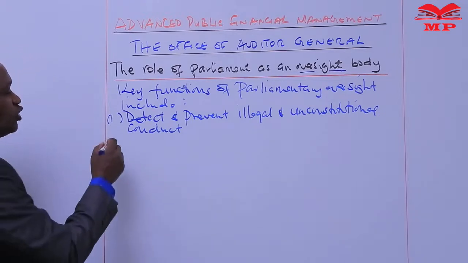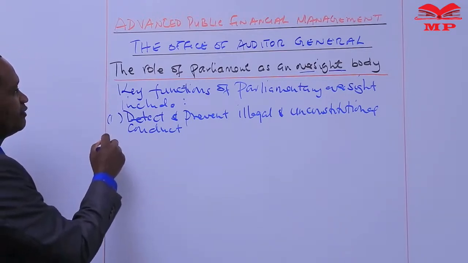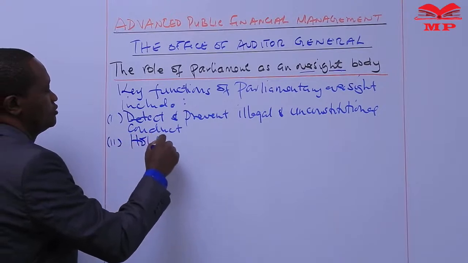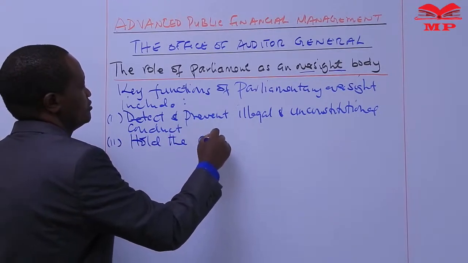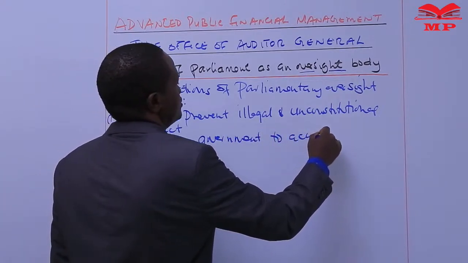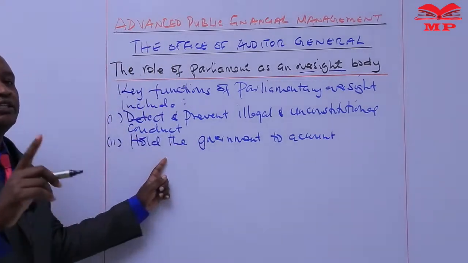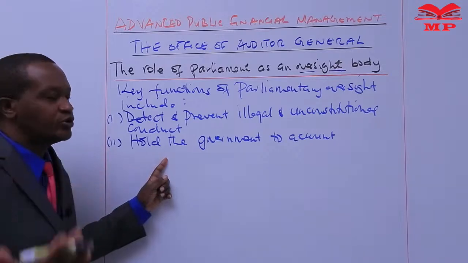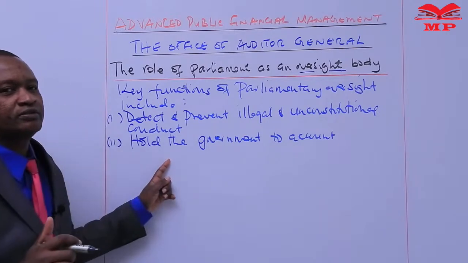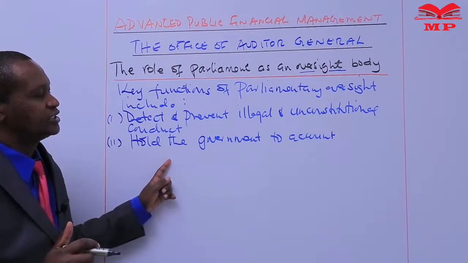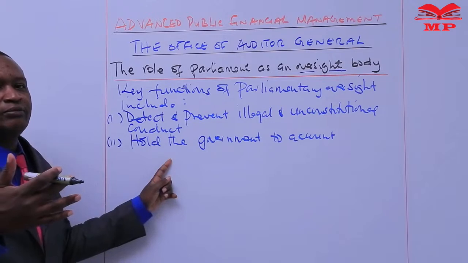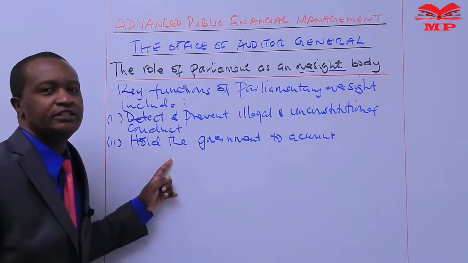The second function is to hold the government to account in respect of how the taxpayers' money is used. And this is done by detecting waste within the machinery of government and also public agencies.